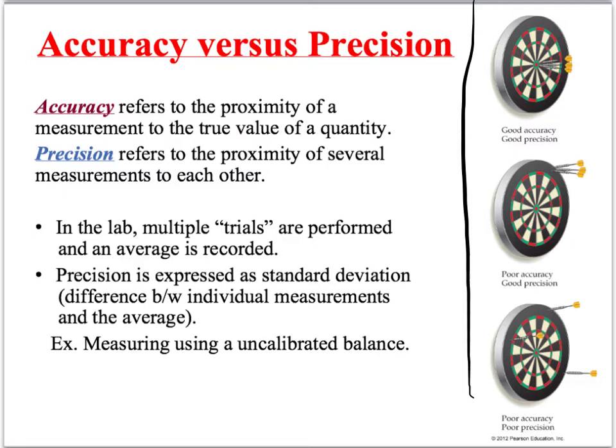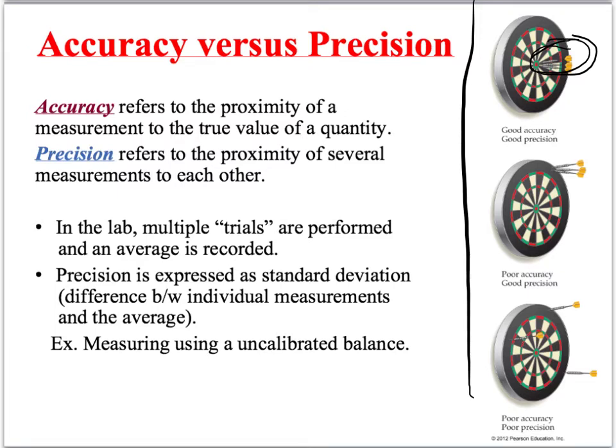If you're playing darts, all the darts are accurate if they hit the bullseye. So here you're hitting the bullseye. They're all accurate. Whereas precision refers to the proximity of several measurements to each other. Thus in darts, it means they all hit the same spot, which could or could not be the bullseye. In this top figure, you can see that you're accurate and precise because all the darts are grouped together and they're all in the bullseye.